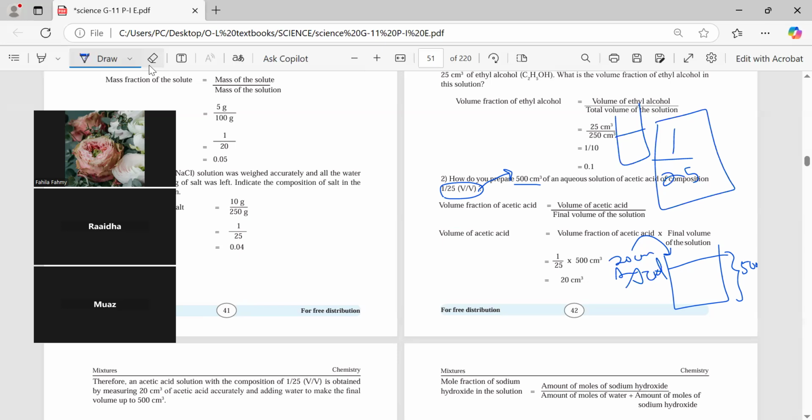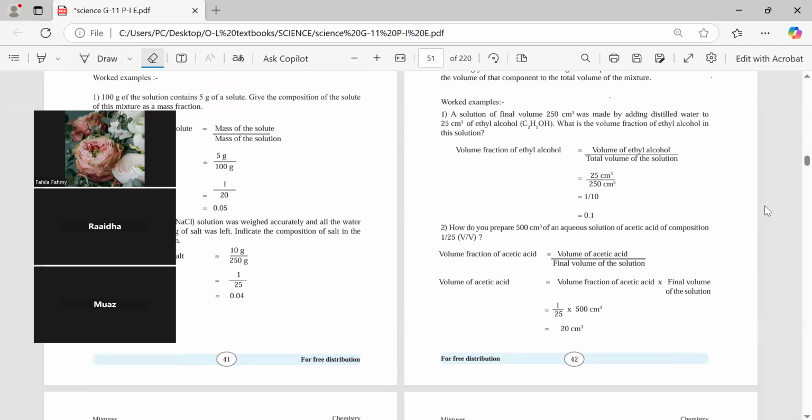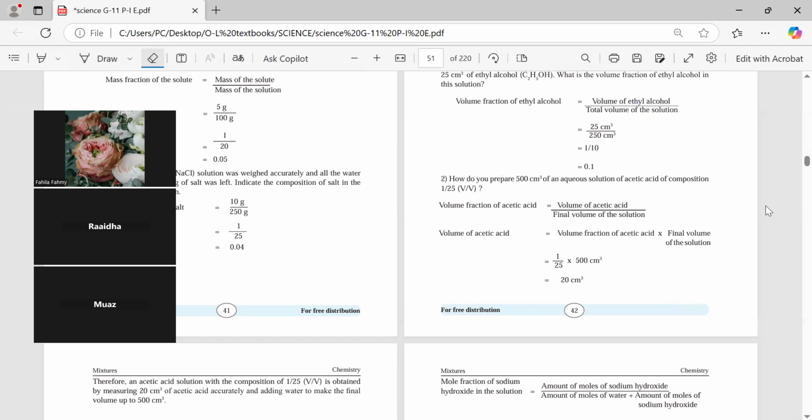Or should I explain it again? Understood, miss. Okay, what if I tell you that this time you want 1000 cubic centimeter? What do you do, Raida? 1 over 25 into 1000. Yeah, 1 over 25 into 1000, right?